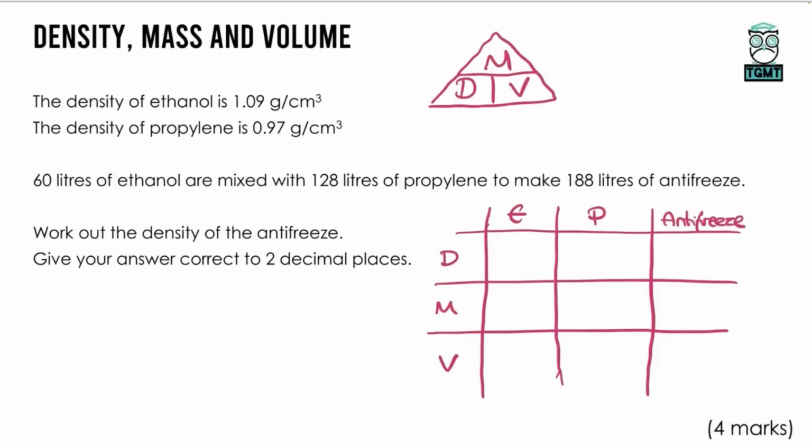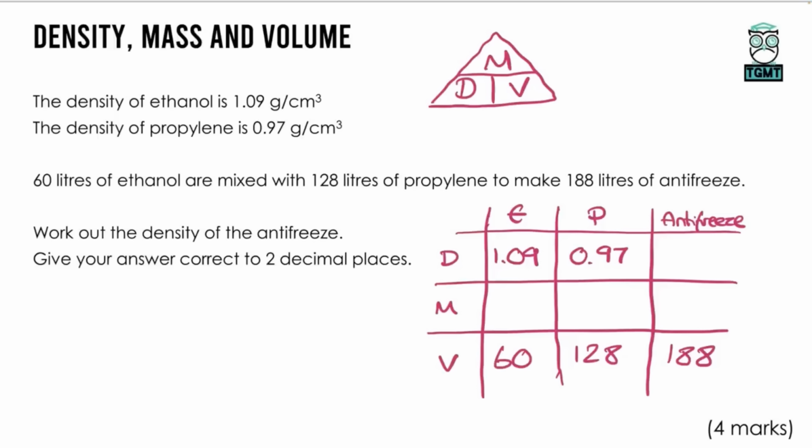We have the density of ethanol, 1.09. We have the density of propylene, 0.97. We can't add those together because we don't know the exact ratios that are being mixed, so that's what we're going to work out. We have a volume given to us, that's what the litres are, and sometimes litres will be given to us in centimetres cubed. But here we have 60 litres for the ethanol and 128 litres for the propylene. And in total, that makes 188 litres. So there we go. Overall, that is all the information that we have been given.